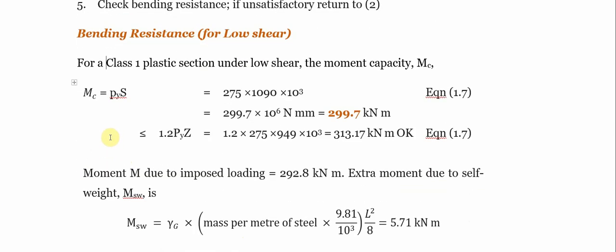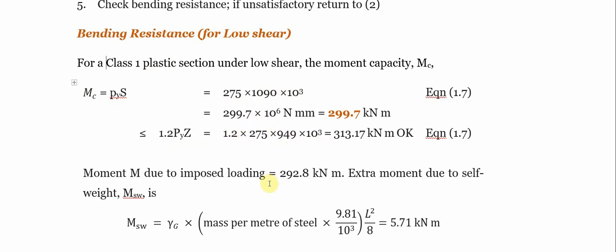All these designs have different procedures, step by step. You have to follow each step one after the other. Now we want to check for a class 1 section under low shear. The moment capacity M is equal to PYS times S. We already know how we got this value. Then we make sure that it's less than or equal to 1.2 times this. If that condition is satisfied, then we are okay.